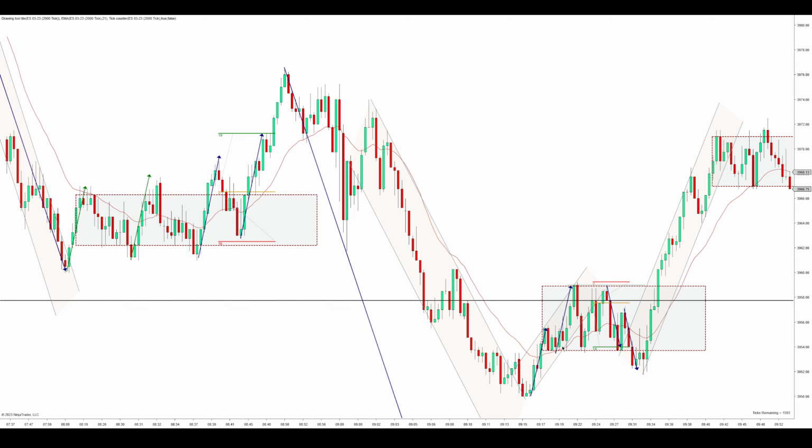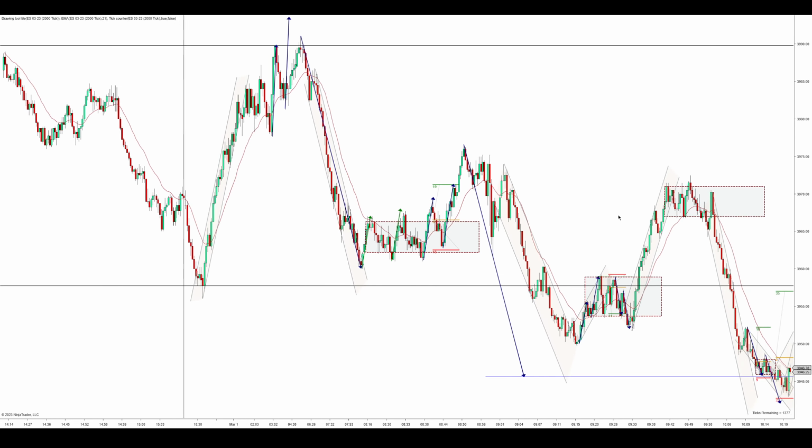So notice how these 2 smaller legs make this 1 bigger leg, and then the same thing here. We have these 2 legs, which forms 1 bigger leg. And I liked this because it was clearly rejecting the overnight low, and we had this measured move in play. So when you have a measured move in play, price will try to reach it.